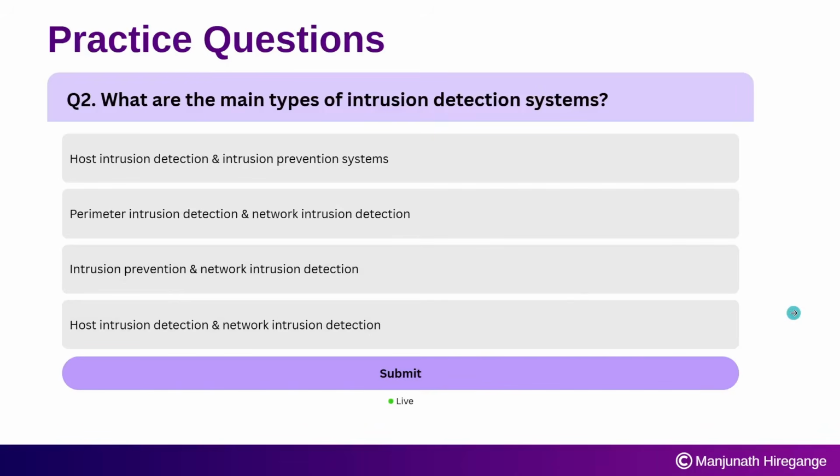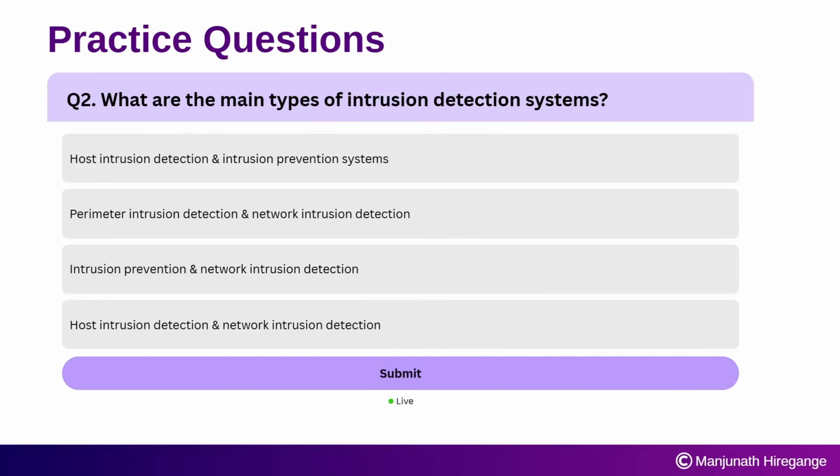So here is the next question. What are the main types of intrusion detection system? Host intrusion detection and intrusion prevention systems; perimeter intrusion detection and network intrusion detection; intrusion prevention and network intrusion detection; host intrusion and network intrusion detection. So what is the best answer out of these?